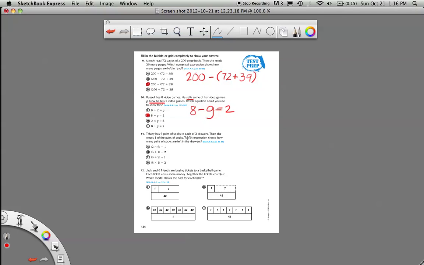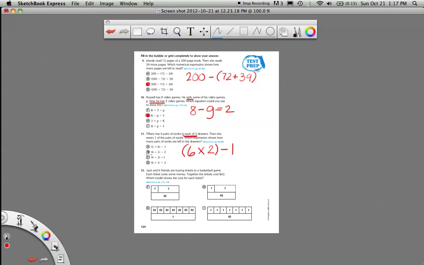Tiffany has 6 pairs of socks in each of 2 drawers. 6 pairs in each of 2 drawers, I know, is multiplication. Then it tells me I moved to my second step, so I've got to make sure I put my first step into parentheses. Then she wears 1 pair of the socks. If she's wearing them, she's taking them out of the drawer and putting them on her feet, so that's minus 1 pair of socks. So we've got to find this expression over here.